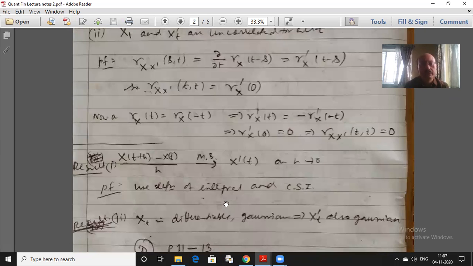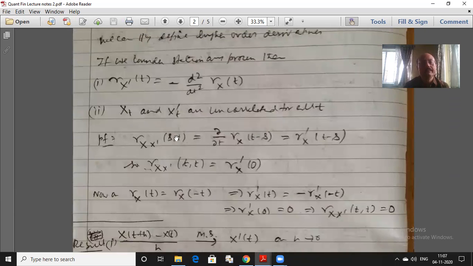And the second property is that x and x prime are uncorrelated for all time points. So at each t, x_t and x prime_t are uncorrelated. The first one is not difficult, so let me just show you the second one, how I show the uncorrelatedness.